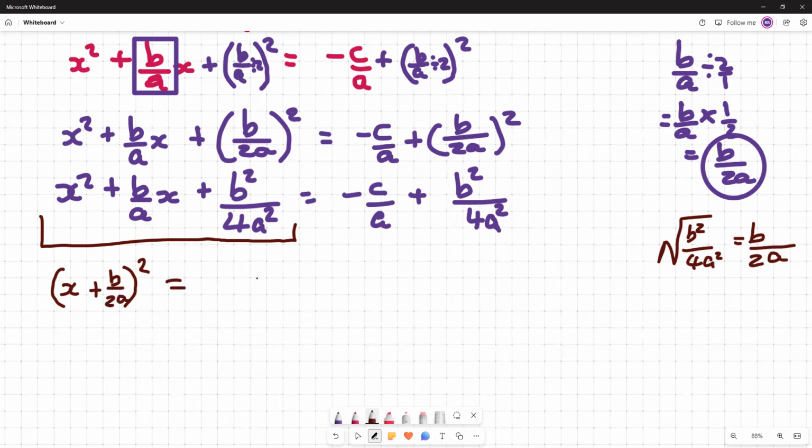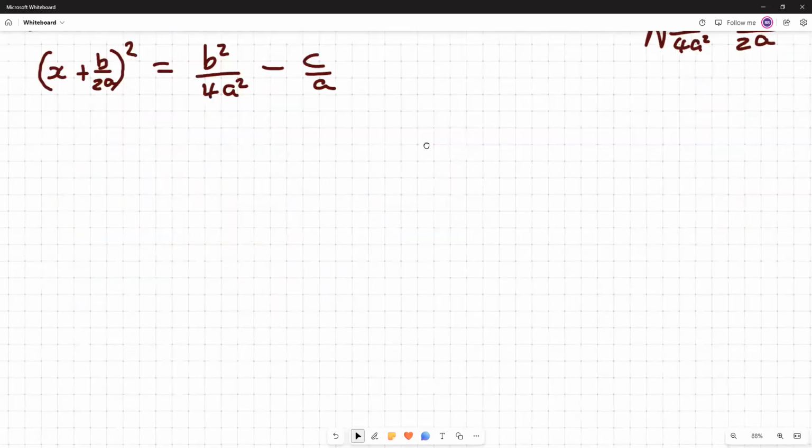which is equal to, okay, let me rewrite this. Now I'm going to put the minus c that side. So I have b squared over 4a squared minus c over a. I just rewrote that using the commutative property of addition, right? Perfect. And then from here, let's see what we need to do.